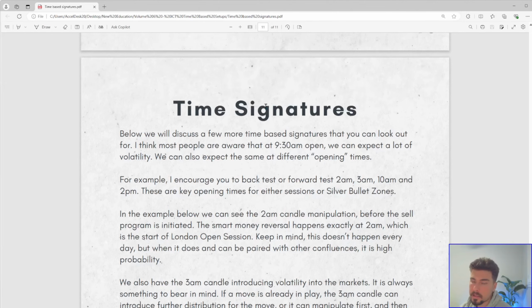And lastly, I think it's the last slide here. I want to talk about key time signatures. All right, so you might have heard people talk about this, maybe not, but I just want to discuss quickly a few examples of time and how you can use it. So we've talked about sessions, silver bullet windows, and macros. Let's talk about different things now, like opening times and silver bullet times.